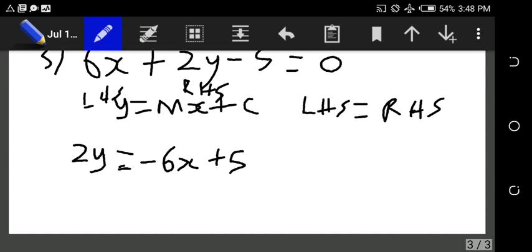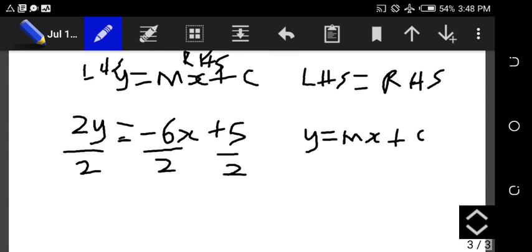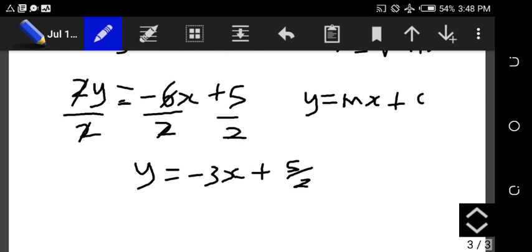It is beginning to look like y is equal to mx plus c, but we still need to do something. The coefficient of the y here is still 2. So what do we have to do? We have to divide by 2 on all sides to balance the equation. When we do that, 2 divides 2 and cancels, you have y is equal to minus 6 divided by 2, that will give you minus 3x plus 5 over 2, which can give you 2.5 anyway.